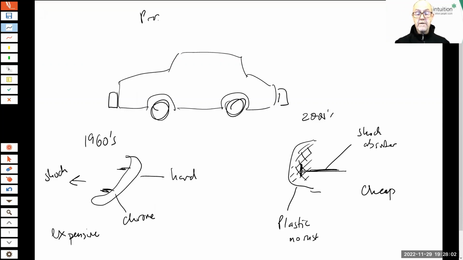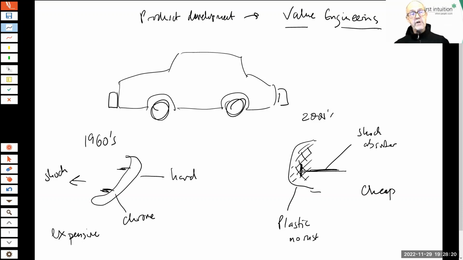And that is what product development is, and the term that you will meet is value engineering. So you're engineering, you're designing things, not just because the market wants one that looks like that, but you're making it better and cheaper. It's win-win. So that was a little aside.